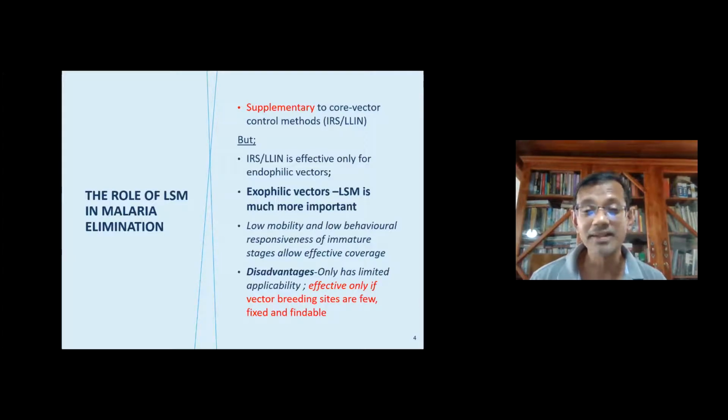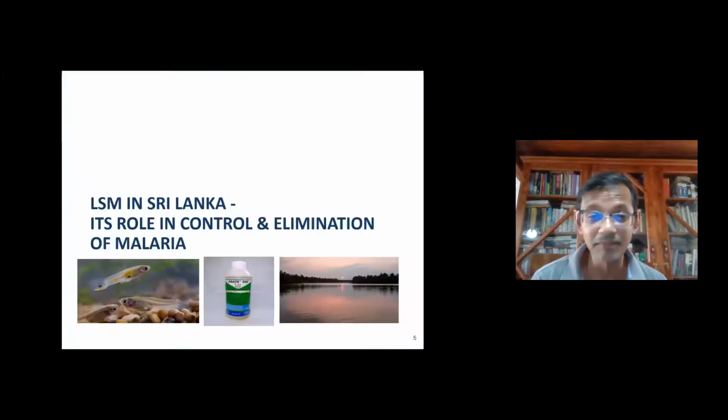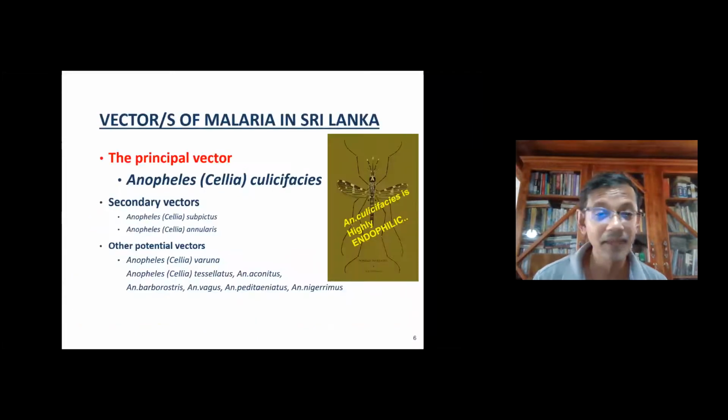But IRS and LLIN are effective only for endophilic vectors. So for exophilic vectors, LSM is much more important and a much more promising intervention. But there are obvious disadvantages. LSM is effective only if vector breeding sites are few, fixed, and findable. So now I want to illustrate some LSM interventions in Sri Lanka during its control and elimination of malaria.